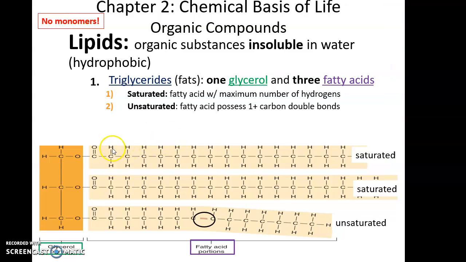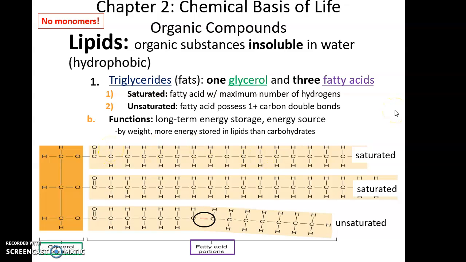Well, it turns out that A is saturated. Look through this: every carbon is bound only singly to other carbons and has lots and lots of hydrogens bound to them. B is also saturated. Again, carbons bound to hydrogens, no double bonds. And then C is unsaturated. Look there, there's a carbon-carbon double bond, and on top of there being fewer hydrogens in this fatty acid, it's also slightly structurally bent because of it.